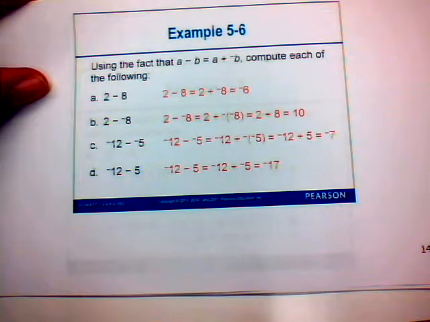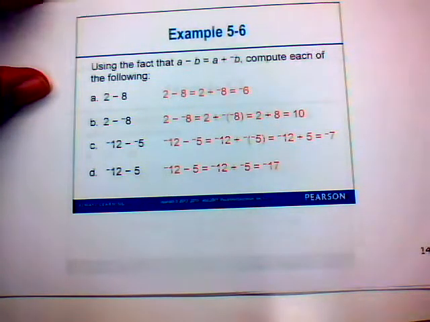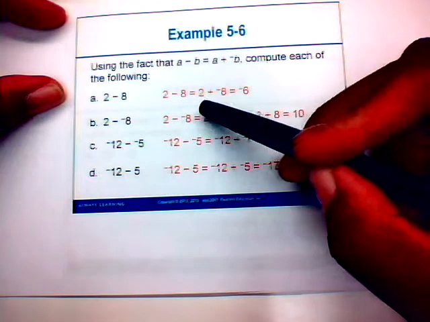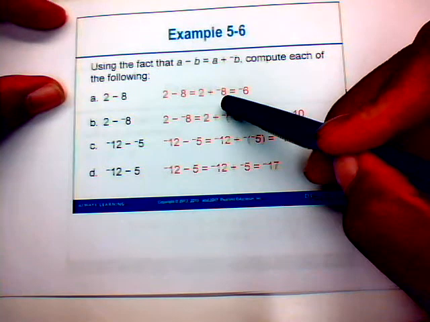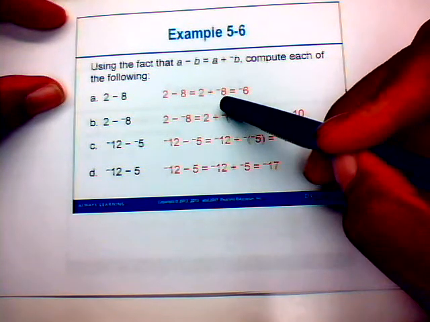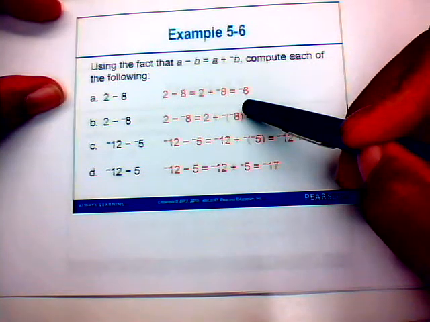Like in these examples here. In part A, you've got 2 minus 8. 2 minus 8, that's the same as saying 2 plus negative 8. Subtracting positive 8 is the same as adding negative 8 to 2, which would give us negative 6.